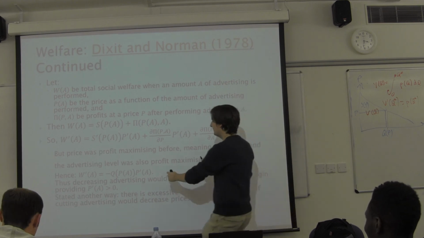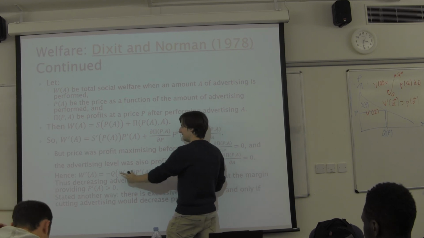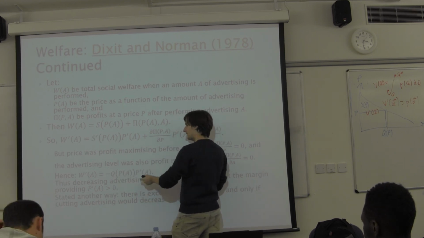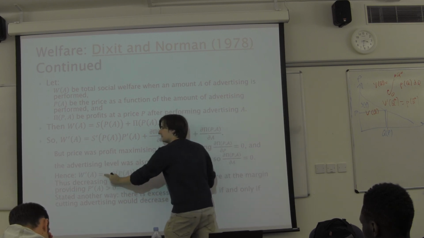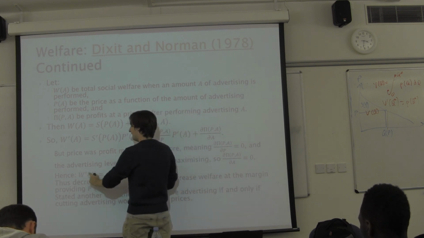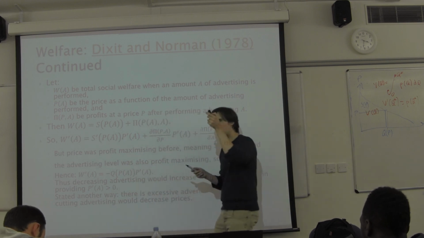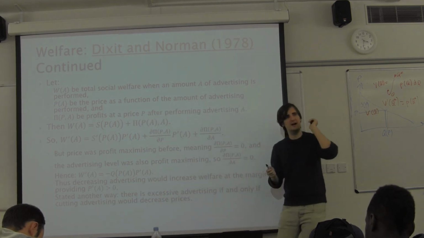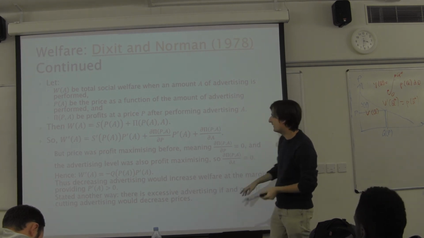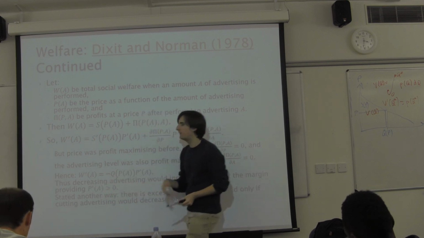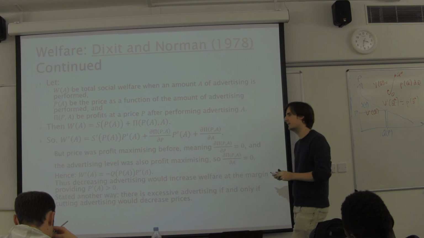Okay, so if P dash A is positive, then this term is positive and this term is positive. So this means, and there's a minus sign there, so this whole thing is negative. So this is saying that the derivative of welfare with respect to advertising is negative. So if advertising increases, welfare goes down. If advertising decreases, welfare goes up. So we have a sufficient condition for decreasing advertising to increase welfare.